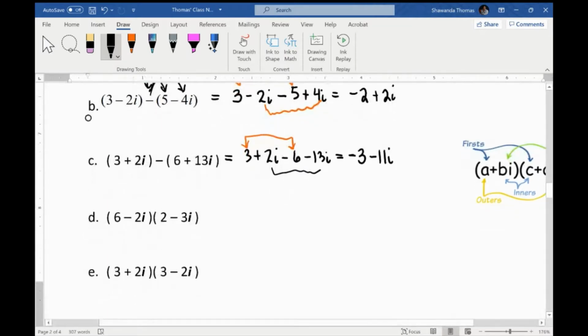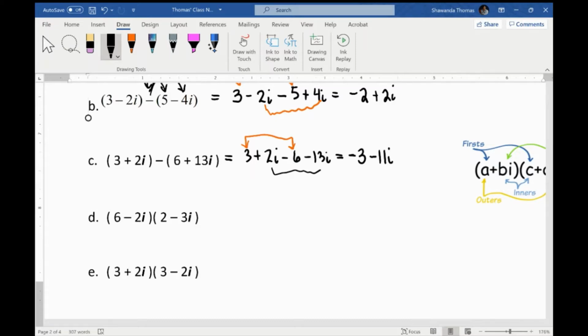D. What operation is D? Multiplication. How do you know it's not addition or subtraction? Because we've got the parentheses right next to each other. Nothing is in between these parentheses. So let's just FOIL it, like we used to do with the real number system.